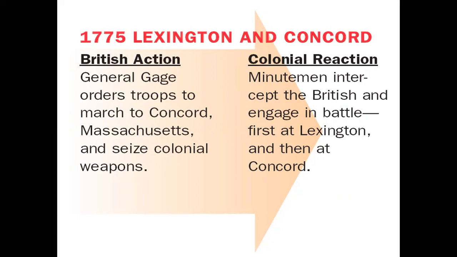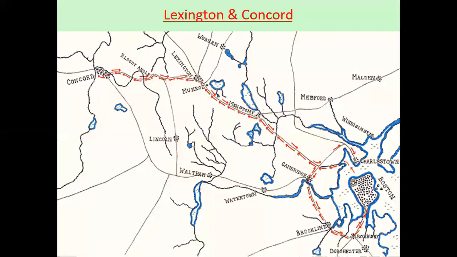And what's going to happen is a battle, the first battle of the revolution. So here is the path. They are marching out of Boston, following this route here, going up through Brookline, Cambridge, on up here to Lexington first, and then on to Concord.